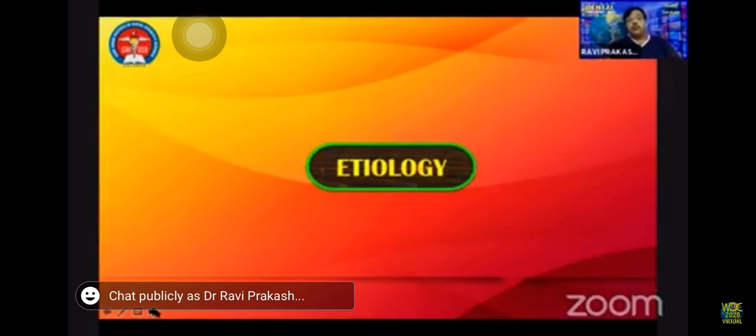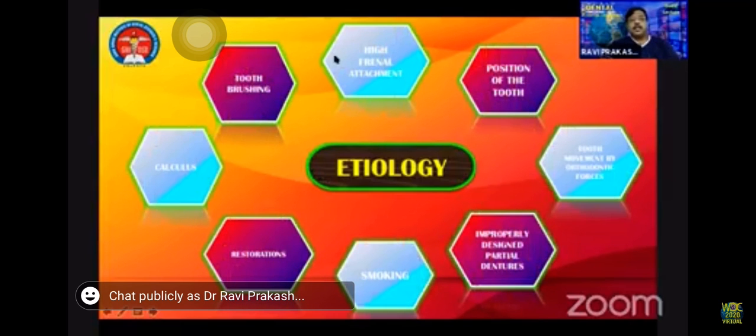So, what is the etiology? We need to know first how gingival recession occurs. There are various etiologies, let's start with tooth brushing. Over-enthusiastic patients, to keep their oral hygiene proper, use hard bristle brushes or brush their teeth vigorously for a long time, which may lead to erosion of the gingiva and exposure of the root.